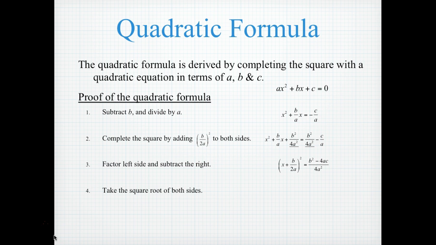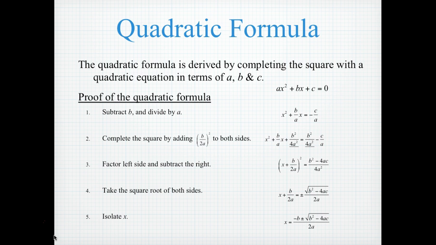The next step is to take the square root of both sides. The left side of the equation simplifies to x plus b over 2a. The numerator on the right side of the equation is not a perfect square and cannot be simplified. The denominator of the right side of the equation is a perfect square and gets simplified to 2a. Our last step is to subtract b over 2a to both sides of the equation.